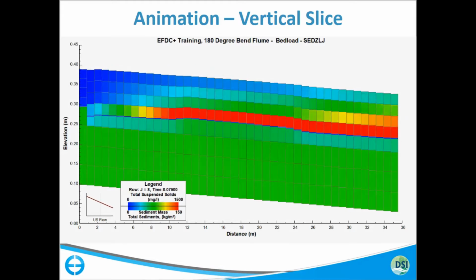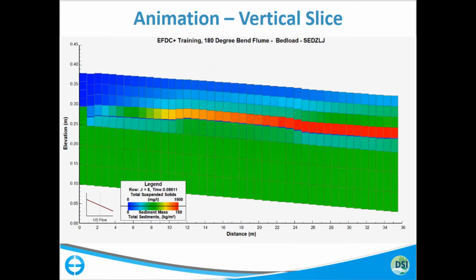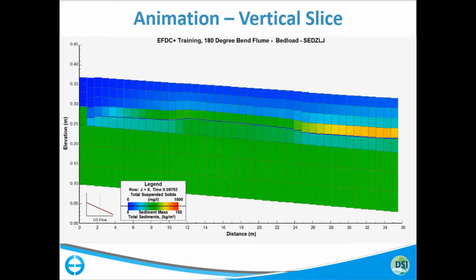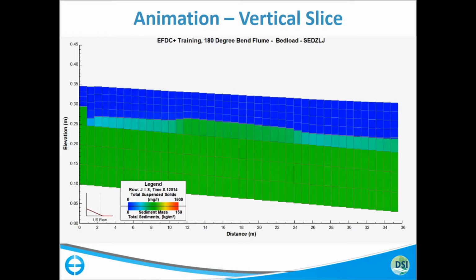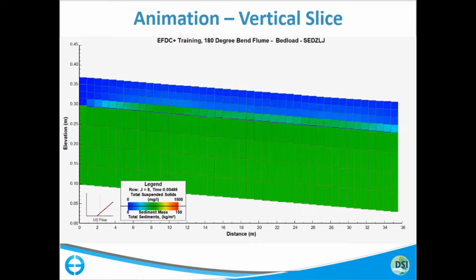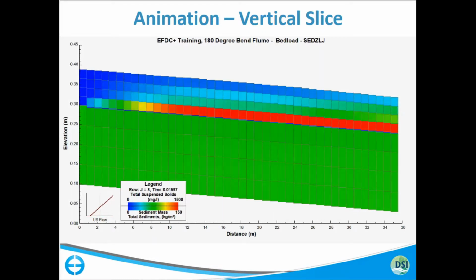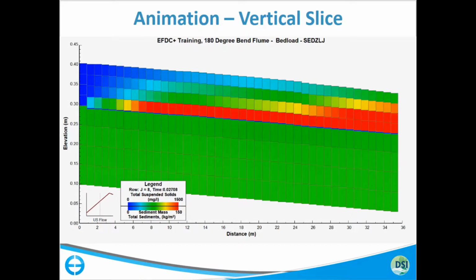So here we have deposition, or actually very little scour in this case, happening through the middle portion. This section here is the bend of the flume.